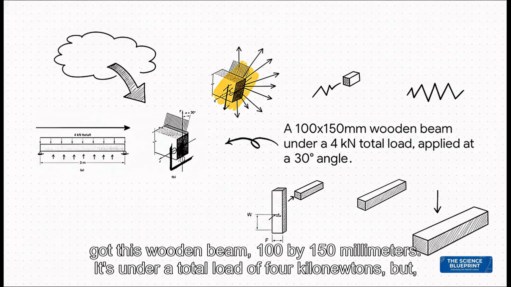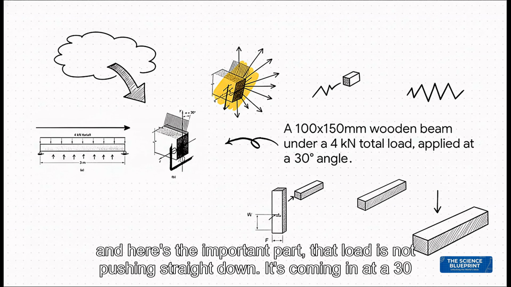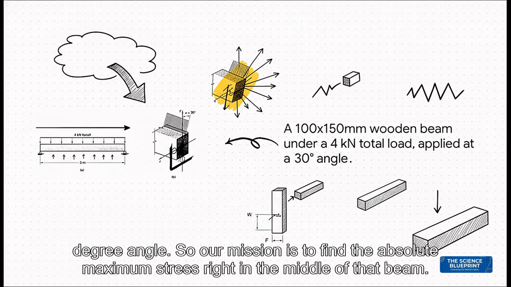We've got this wooden beam, 100 by 150 millimeters. It's under a total load of 4 kilonewtons, but, and here's the important part, that load is not pushing straight down. It's coming in at a 30-degree angle. So our mission is to find the absolute maximum stress right in the middle of that beam.